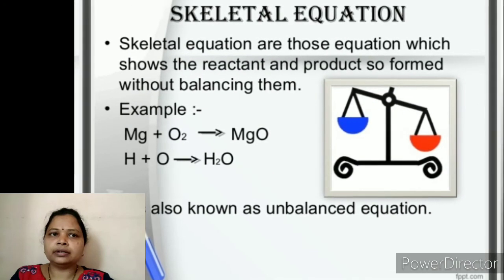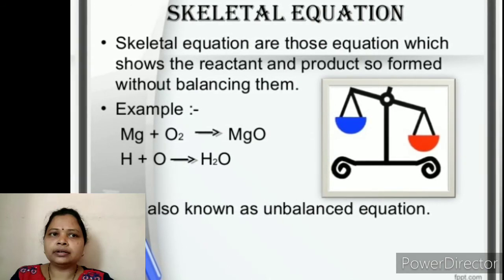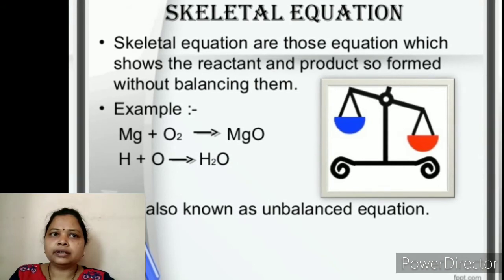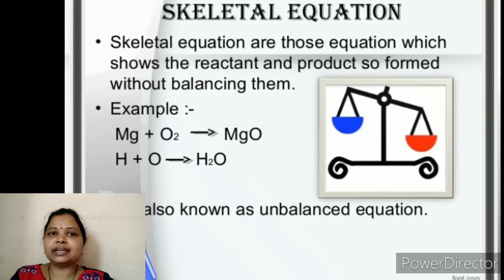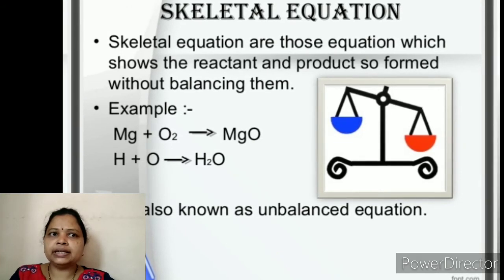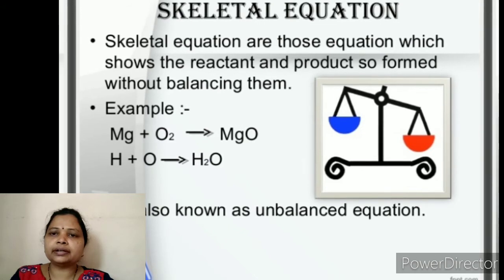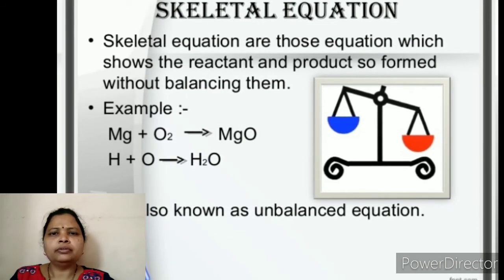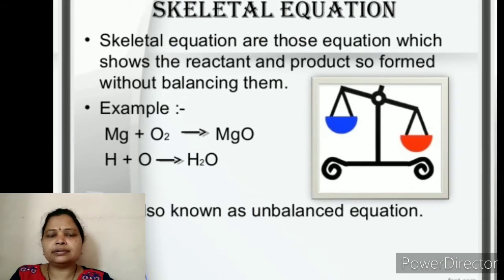Then most important, the balanced equation. First we discuss the unbalanced equation, that is a skeletal equation. Skeletal equations are those equations which show the reactants and products so formed without balancing them. That is, it is called an unbalanced equation.